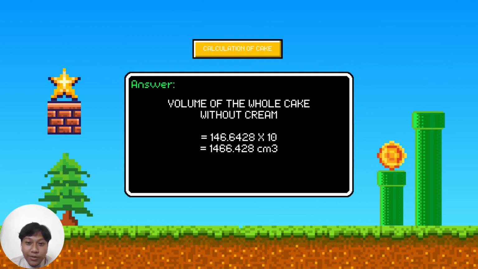Alright, we're going to continue the previous calculation. Right now, I am going to calculate the volume of the whole cake without cream. So it's easy. It starts with 146.6428 times 10 equals 1466.428 centimeter cube.